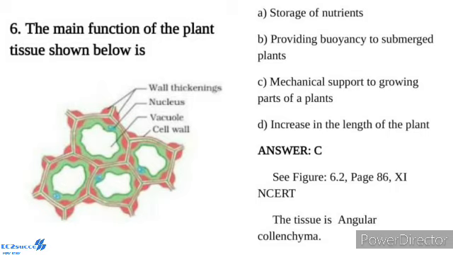Intercellular spaces are absent. They provide mechanical support to the growing parts of the plant, such as young stem and petiole of a leaf. Angular collenchyma has thickening at the angles. Example, stem of Tagetes and stem of tomato. So the correct answer is option C. C is mechanical support to growing parts of a plant.